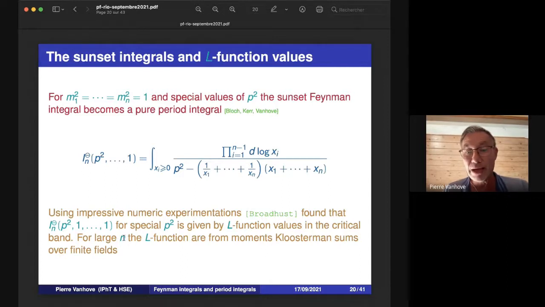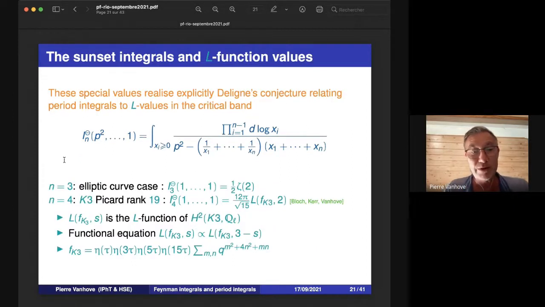And when n is large, you even found that these L functions come from moments of Kloosterman sums over finite fields. So already you see that there is something non-trivial. This is a way to tell you that Feynman integrals are starting to look like periods. I mean, so far I've told you that as a fact. I didn't explain anything, but here I'm showing you why people came to that.